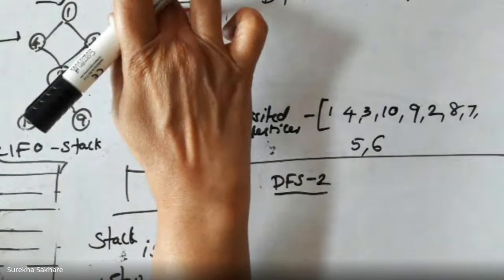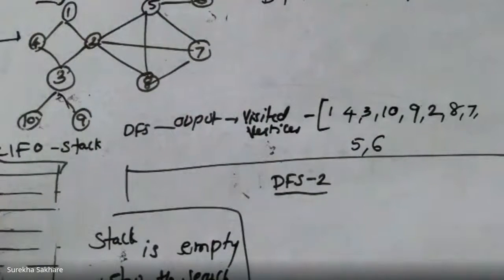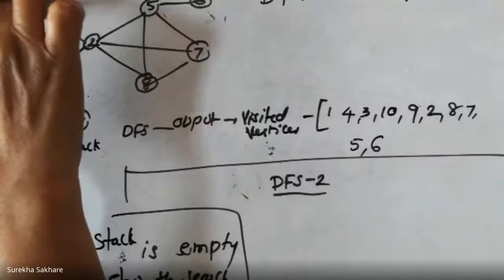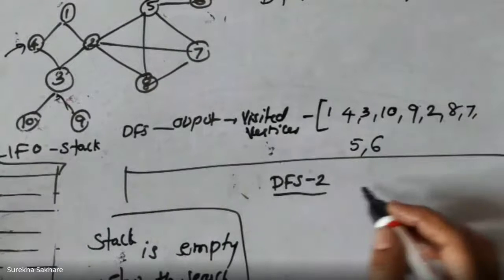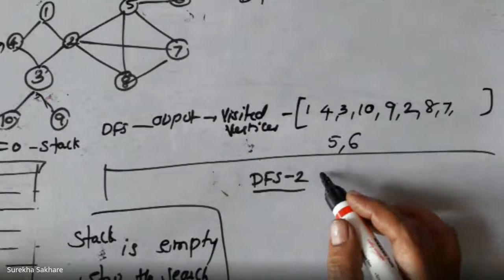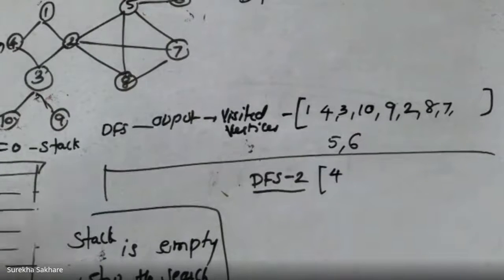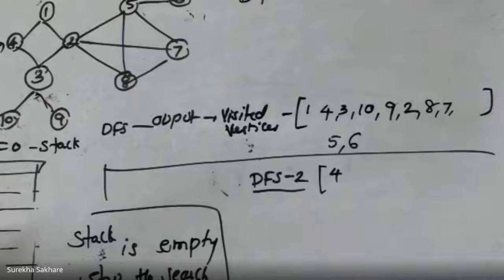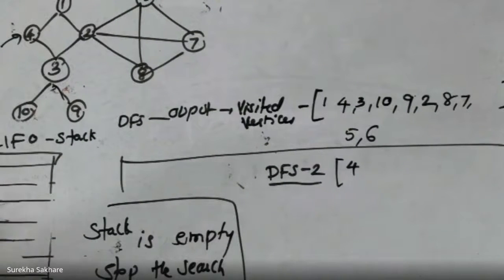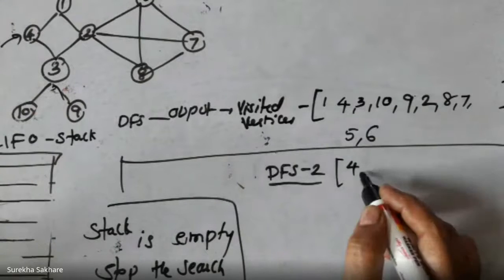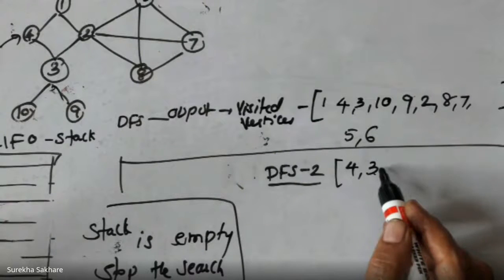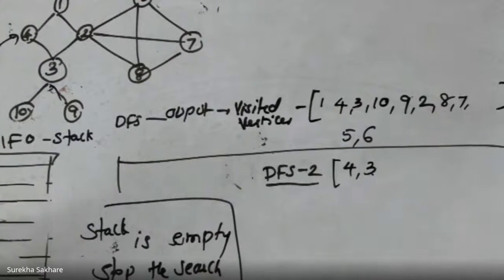Suppose I want to start from 4. Forget about this one. So my start for DFS2 will be having my 4. Okay, it will be there. Now I will be exploring this 4. I get a vertex 3. So when I explore this 4, I'll store this 4 for future expansion, for future exploration.